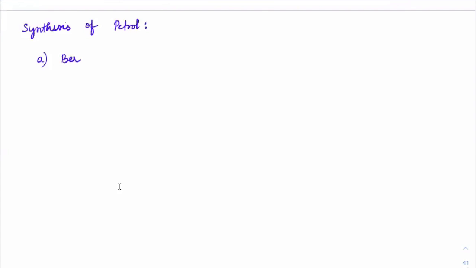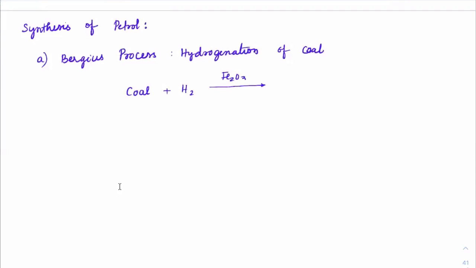First, the Burgess process, which is the hydrogenation of coal. So if I take coal and hydrogenate that in the presence of Fe2O3 at around 400 to 500 degrees centigrade, 250 ATM, it will give a mixture of hydrocarbons or crude oil. This is called synthetic petrol.